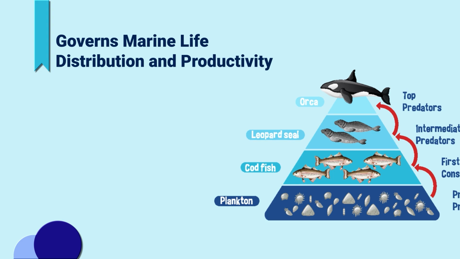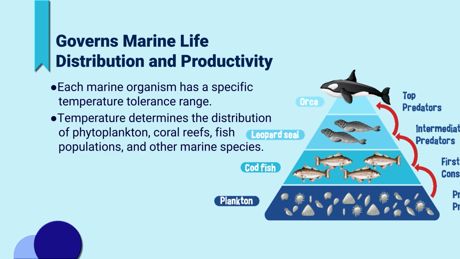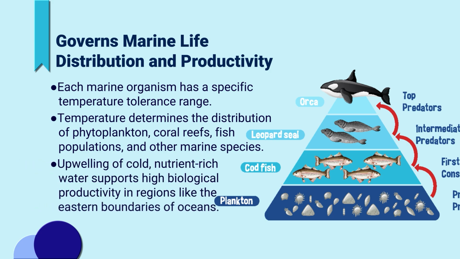Now, due to ocean temperature, also marine life distribution and its productivity is affected. So each marine organism has a specific temperature tolerance range. So temperature determines the distribution of phytoplankton, coral reefs, fish populations, and other marine species. Upwelling of cold, nutrient rich water supports high biological productivity in regions like eastern boundaries of the oceans.